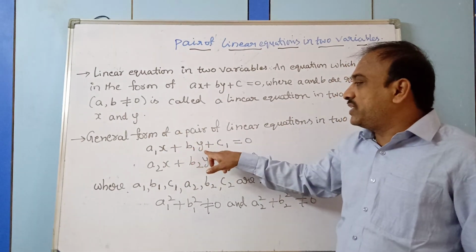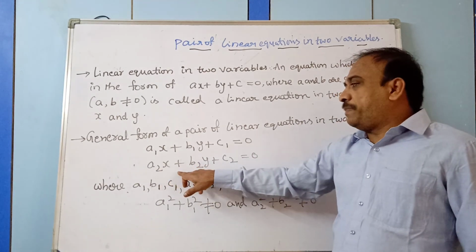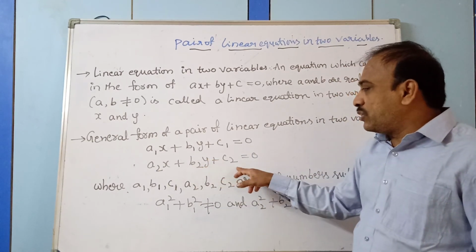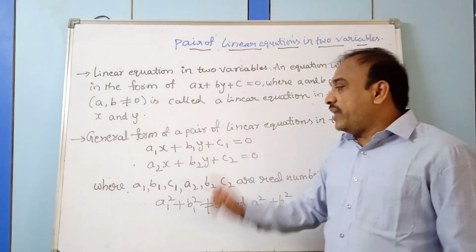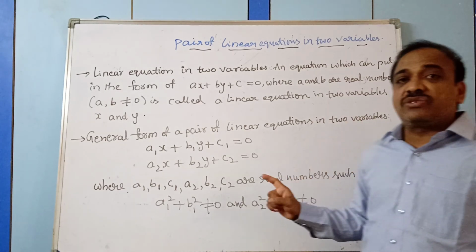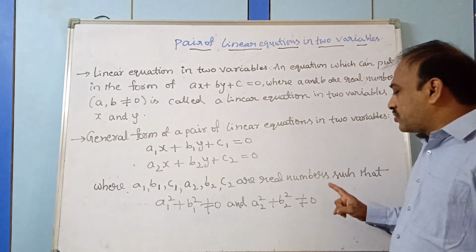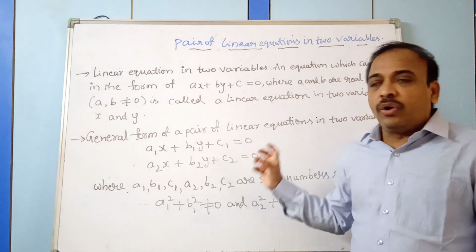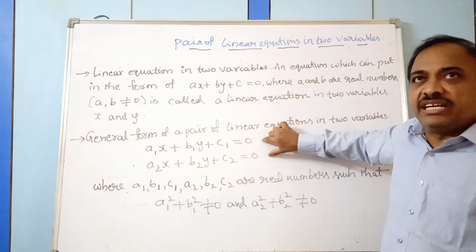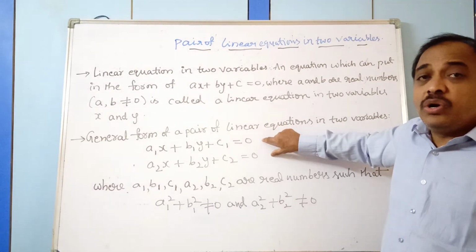So to represent a pair, two equations, the standard form is this only, but we are using a1 as the coefficient of x, b1 as the coefficient of y, plus c1 equal to 0. This is one equation. a2x plus b2y plus c2 equal to 0, where the coefficient of x is a2, the coefficient of y is b2, and c2 is a constant value. Here a1, b1, c1, a2, b2, c2 are real numbers, such that a1 square plus b1 square is not equal to 0 and a2 square plus b2 square is not equal to 0. This is the standard form of the pair of linear equations in two variables.